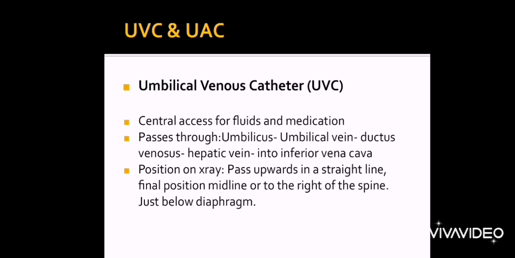So it passes through the umbilicus to the umbilical vein, the ductus venosus, and hepatic vein, and then into the inferior vena cava. So the position that you'll see on the X-ray, you'll see it pass in and up on a straight line. So it should be midline and to the right of the spine.